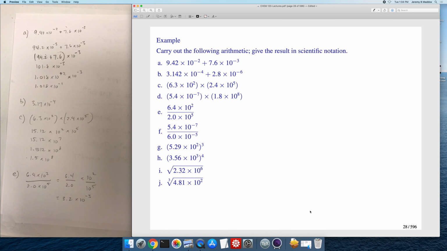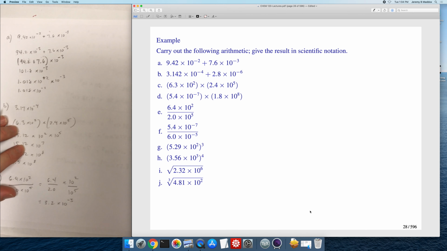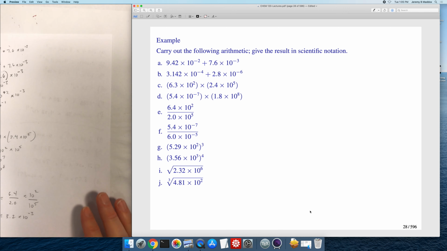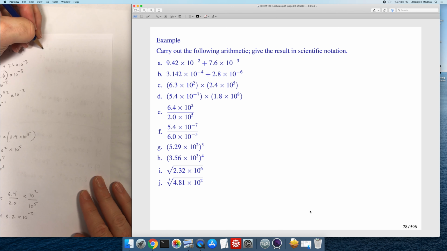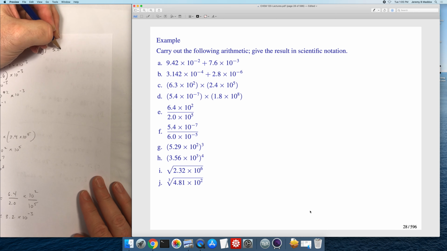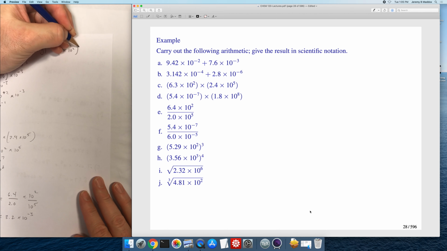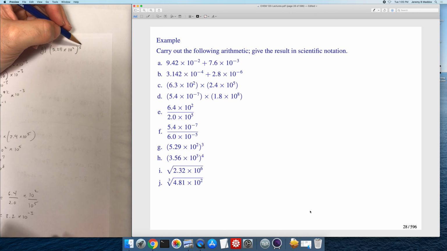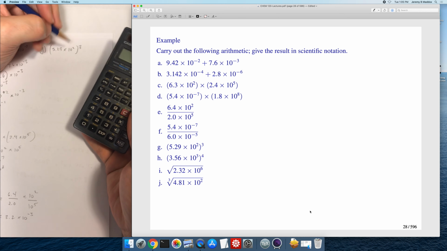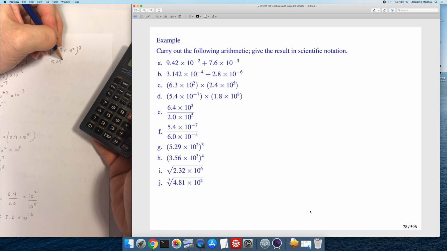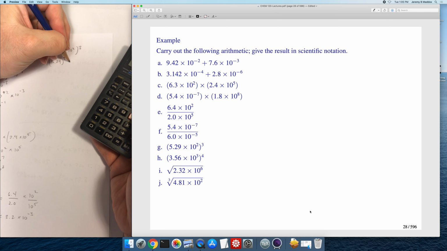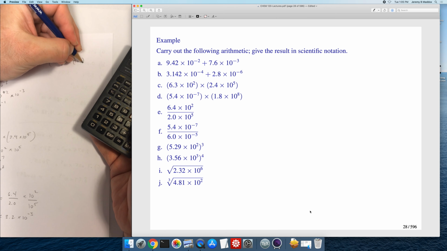I'll leave part F as an exercise for you. And then I'm going to work part G right over here. So here we have a power, 5.29 times 10 to the 2, all to the power of 3. We can write this as 5.29 cubed times 10 to the 2 cubed.